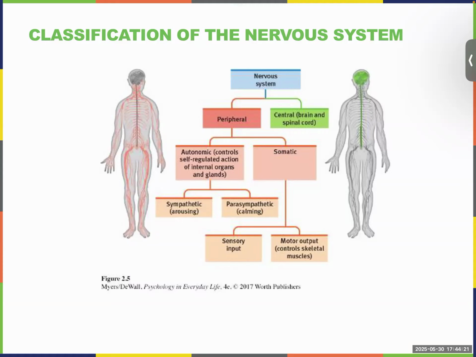involves your skeletal muscles. Okay, autonomic portion of the peripheral system includes sympathetic, which is arousing, and parasympathetic, calming.